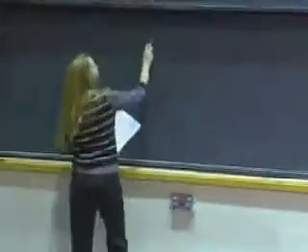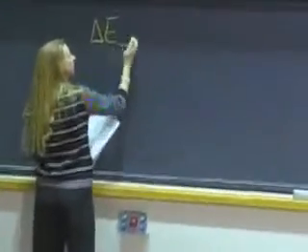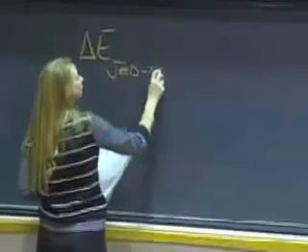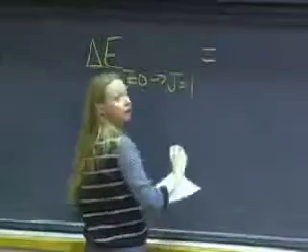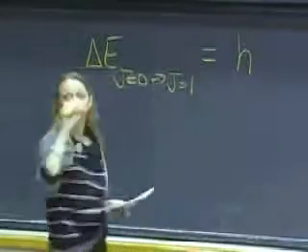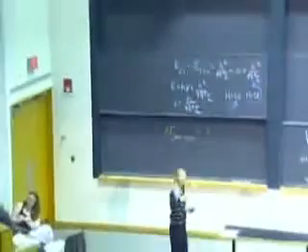If we want to know the change in energy from J equals 0 to J equal 1, that change in energy is just h times the frequency of the photon. That photon there makes that transition happen.